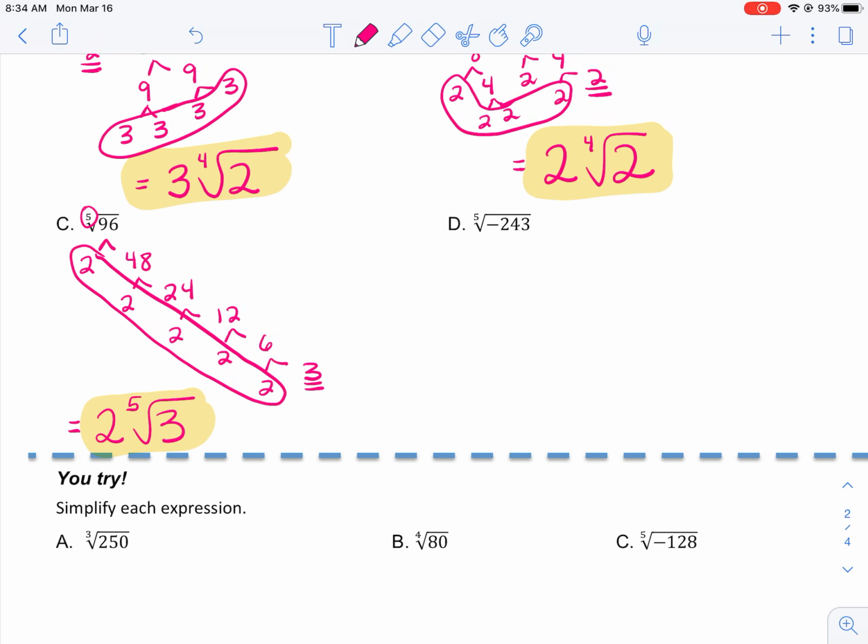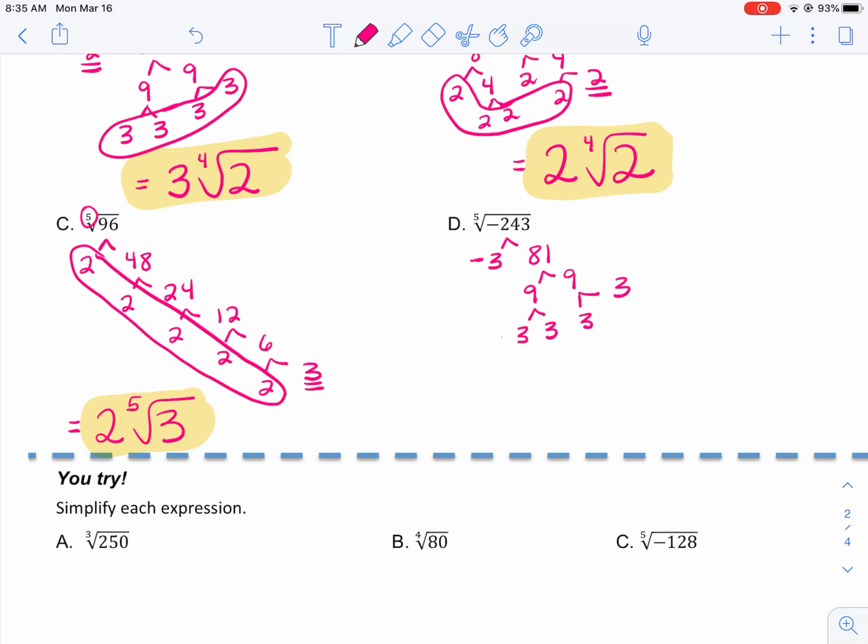Okay. So the last example here, we have the 5th root of negative 243. So again, I'm going to ignore the negative. The number I take out is going to be negative. We can take the 5th root of a negative. So I'm going to do 3 and 81, 9 and 9, 3 and 3, 3 and 3. And I have 1, 2, 3, 4, 5 3s.